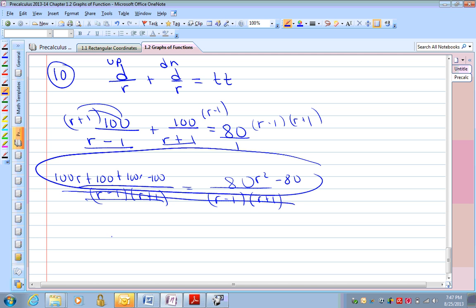Combining like terms, you'll end up with a quadratic, something like 80r squared minus 200r minus 80 equals 0. At that point, I am going to let you just stick it in the calculator and find your intersection points. I'll refresh your memory on the Inspire calculator if you don't already know how, tomorrow.